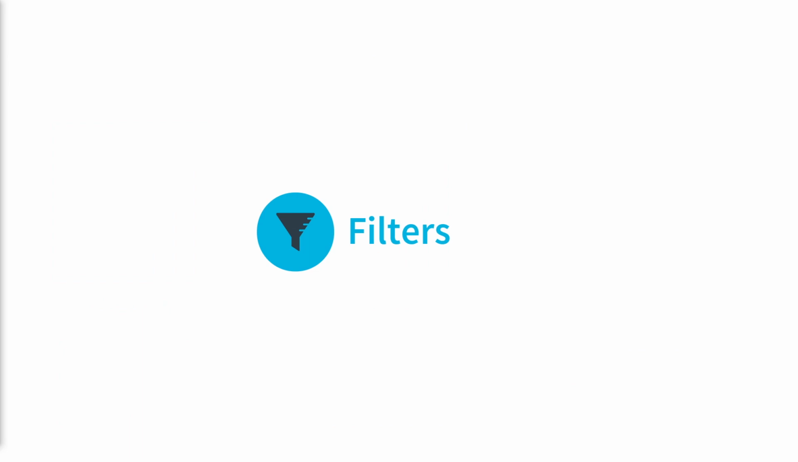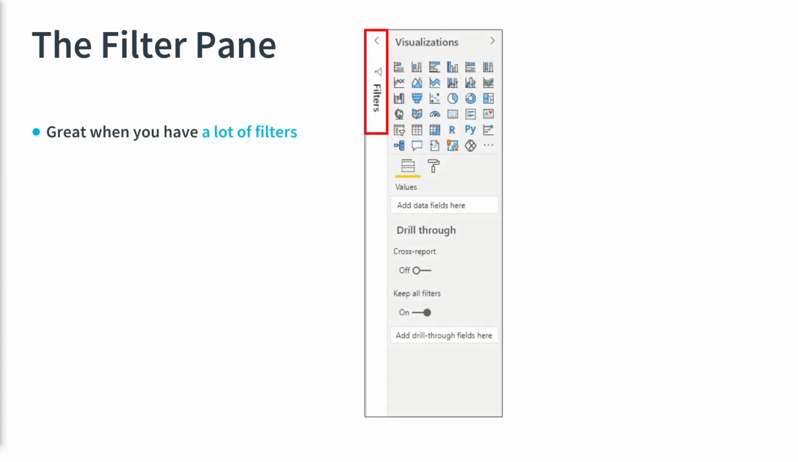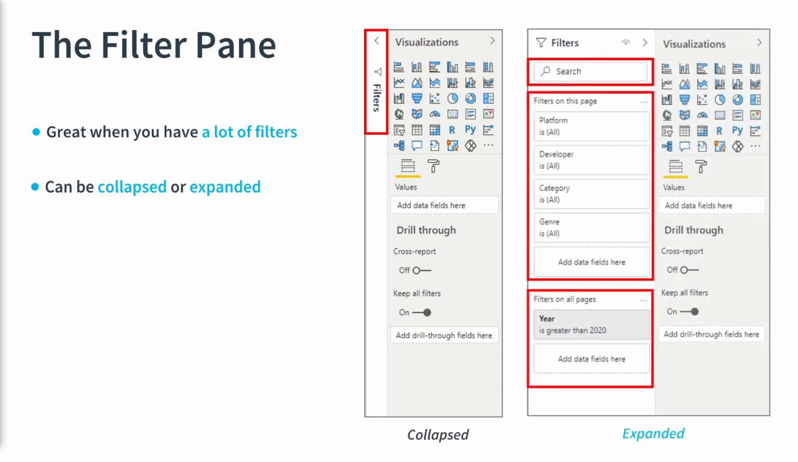So let's talk in greater detail about filters and how they work. So far we have talked quite a bit about the filter pane, which is a great solution if you have a lot of filters. Another benefit is that the filter pane can be collapsed or expanded if you want your users to be able to hide the filter pane when it's not being used. But next, we need to talk about the actual filter types that are available in the filter pane.